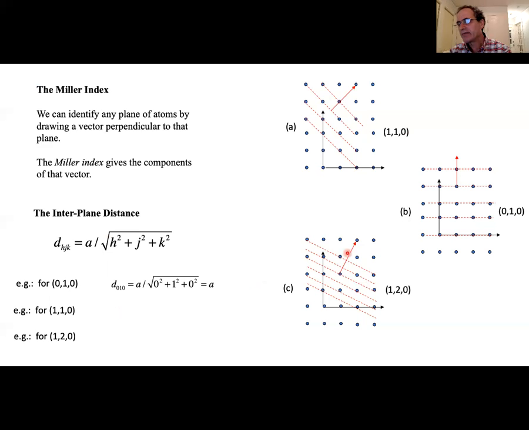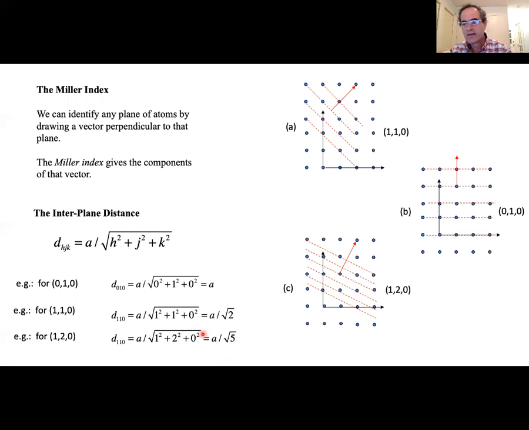Because here, the plane spacing is clearly smaller than it is in that case. In fact, what our rule says is that the plane spacing is going to be A divided by the square root of 1 squared plus 1 squared plus 0 squared, or A over root 2. And for the third case, it's quite similar. Now the plane spacing will be A over square root of 5. And you can see that it's clearly shorter than the other two, just as this formula says.